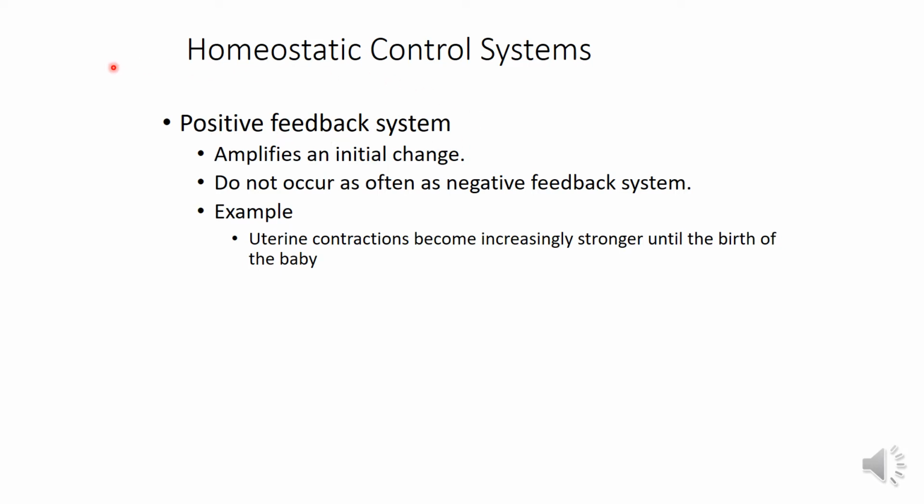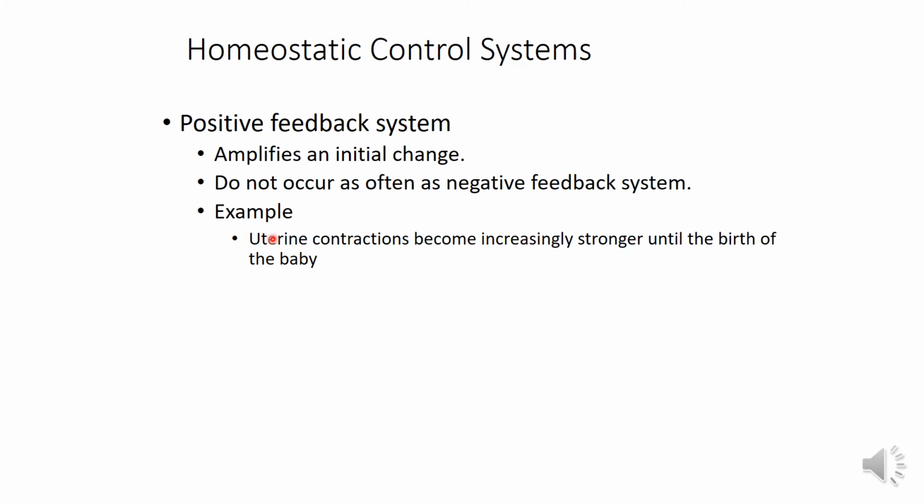The positive feedback mechanism is another type of feedback system for homeostatic control system. It is not common in our system. That's why it does not occur as often as negative feedback mechanism. If you remember, I said the negative feedback mechanism is the most common type of control system. In the positive feedback mechanism, the response amplifies the initial changes. To give you an example, if the variable is increased, the response will further increase the variable.